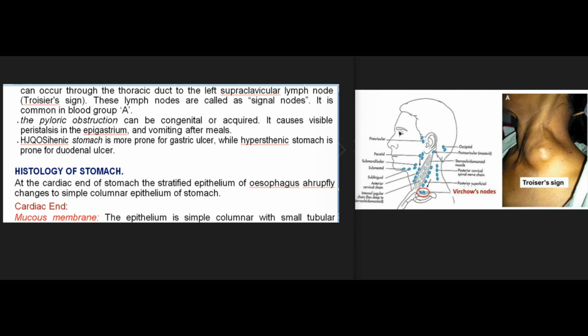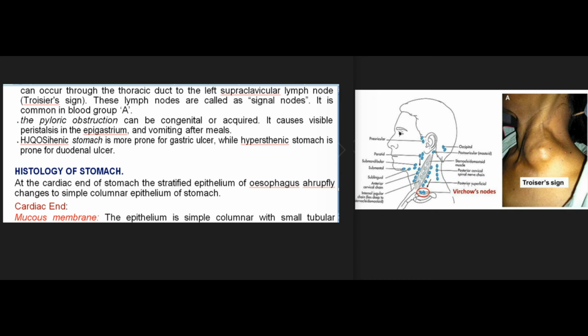The pyloric obstruction can be congenital or acquired. It causes visible peristalsis in the epigastrium, and vomiting after meals. Hypochondriac stomach is more prone to gastric ulcer, while hypersthenic stomach is prone to duodenal ulcer.